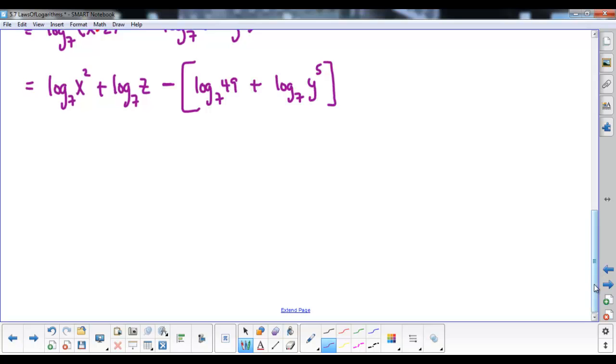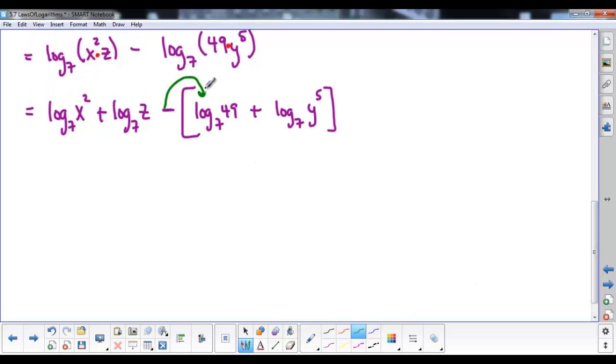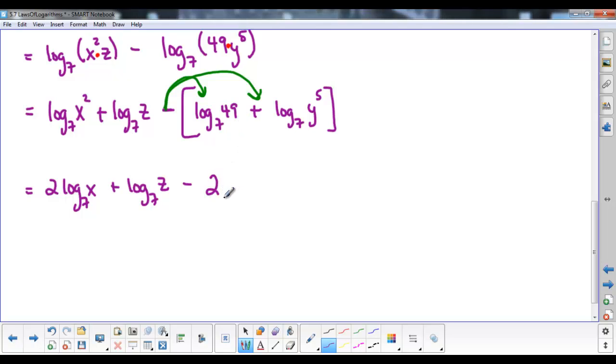So what we'll do in the next step is not only will we distribute this negative inside of the bracket, we'll simplify each one of these terms by using the power law. So using the power law, this becomes 2 times log base 7 of x. Not a whole lot you can do with the second term. It has no exponent. Well, the exponent there is just 1, so nothing will change in this one. So log base 7 of z minus, well, this is actually something we can evaluate. 7 to the power of something will give us 49. Well, 7 squared will give us 49. And then again, because we're distributing the negative, I'm going to put a negative sign there, and I'm going to say that this becomes 5 times log base 7 of y.